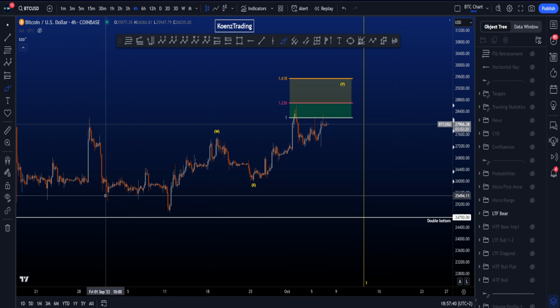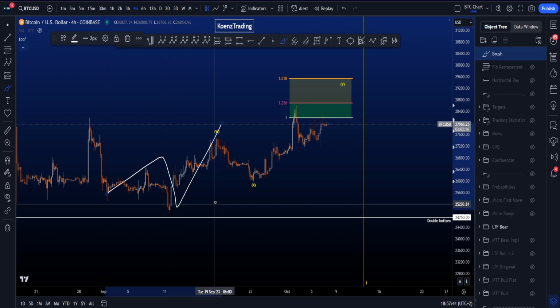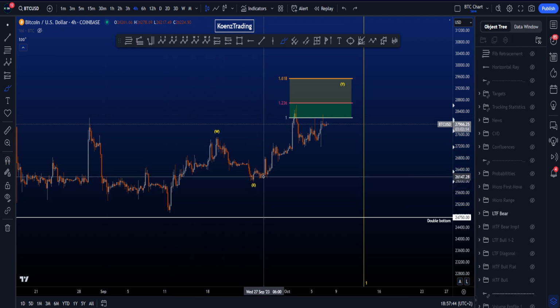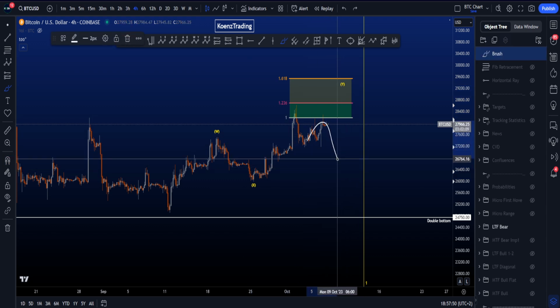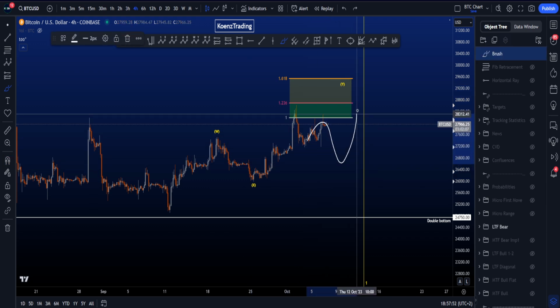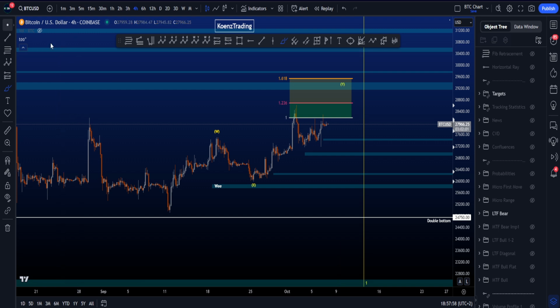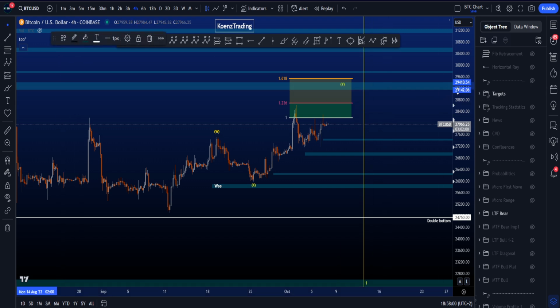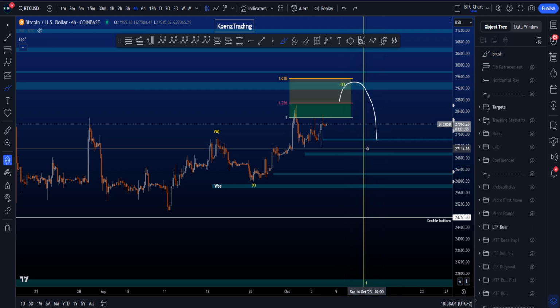And one of the scenarios I'm looking at over here is a WXY, where W is a flat, X a double zigzag, and in Y we could have a zigzag over here, where we can expect price to move to the downside a little bit before another push to the upside, reaching the 29.2k areas over here, where we do have resistance, as you can see, between 29.1 and 29.4, for then a move towards the downside.